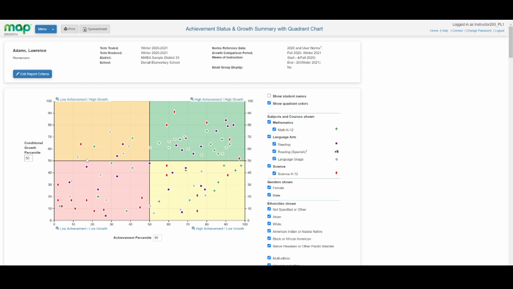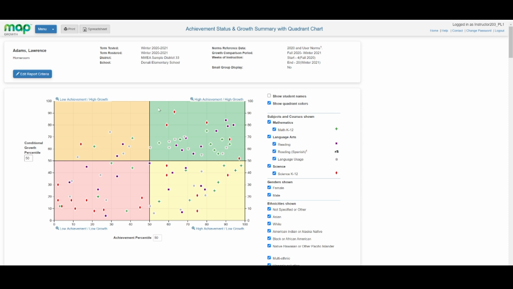Now, this gives us a quadrant chart with various colors, and you're seeing a lot of data points on here that can be overwhelming at first. But what this chart shows us is the student achievement percentile, so how high are they achieving compared to their national peers, versus on the y-axis their conditional growth percentile, how fast are they actually growing.